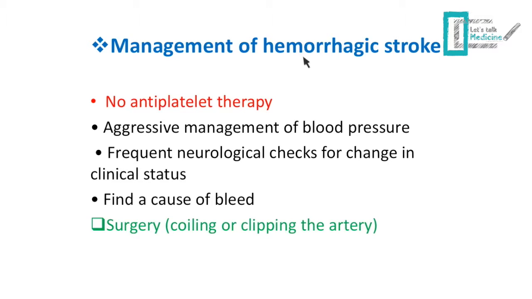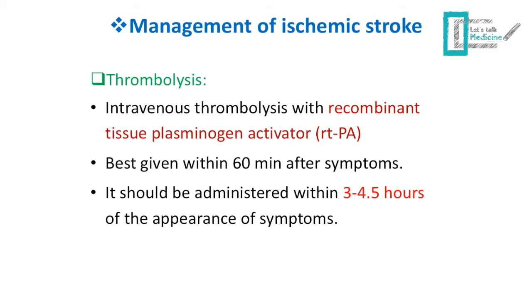So how do you manage a hemorrhagic stroke? First of all, you never give the patient an antiplatelet therapy, because clots are good, they will stop the bleeding, and if you give them antiplatelet therapy, you will continue on with the bleeding. And then you aggressively manage the blood pressure. This is very important. You do frequent neurological checks for change in the clinical status of the patient. You also find the cause of the bleed. So if it's an arteriovenous malformation, if it's an aneurysm, then you do surgery like coiling or clipping of an artery.